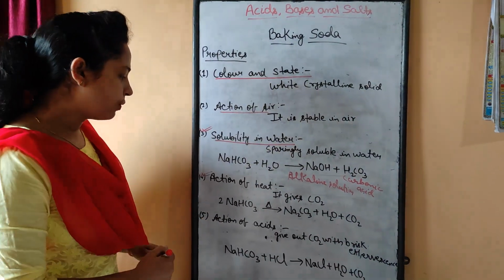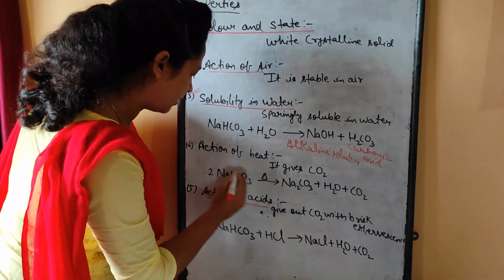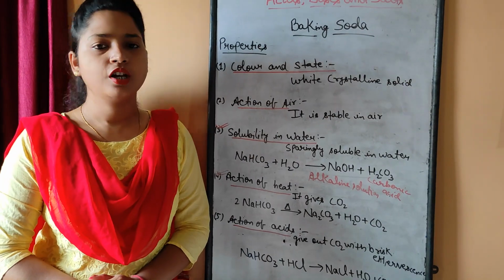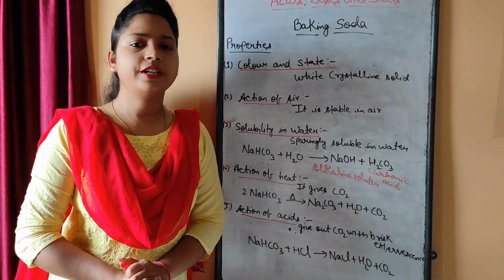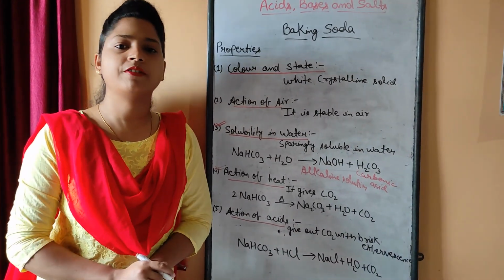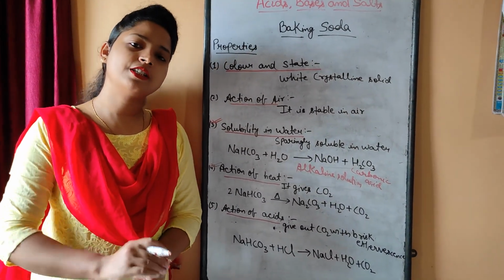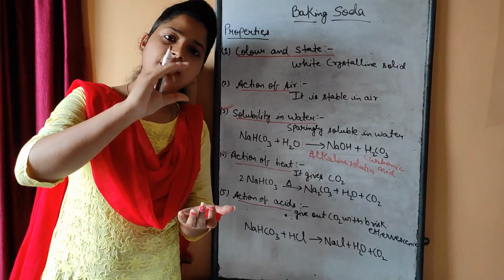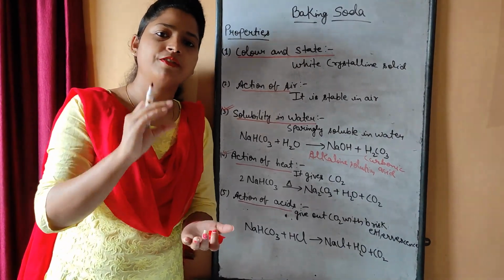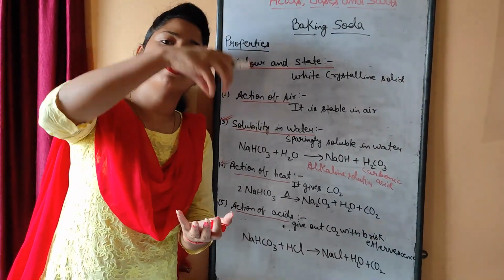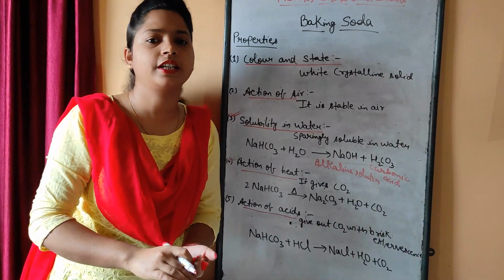Now, the last one is action of acids. How does it react with the acids? So, baking soda reacts with acids to give out CO2 with brisk effervescence. Brisk effervescence means झाग. अगर आप reaction करवा रहे हो टेस्ट ट्यूब में तो आपको एक फोम का लेयर मिलेगा. That is actually the effervescence. And brisk effervescence means जैसे ही डालिएगा उसी टाइम आपको इंस्टेंटली वो एक्शन देखने के लिए मिलता है.